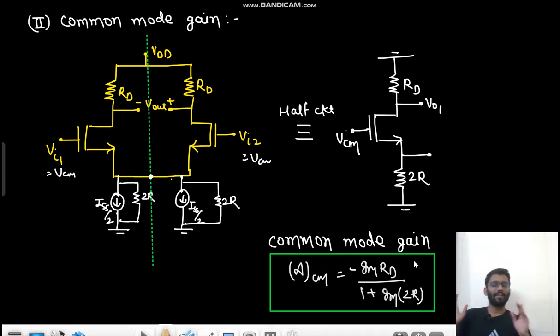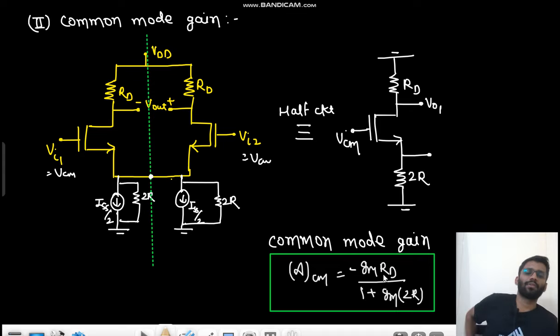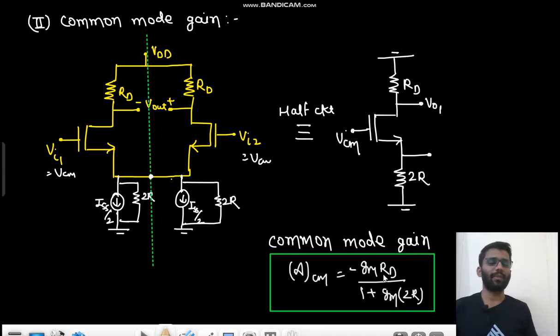Whatever the sine you are getting, that sine would be there only. So how do I write the gain? That is common source amplifier with degeneration, degeneration of 2R resistance. That is GM RD upon 1 plus GM into 2R. So that's how I wrote the gain. So this is the common mode gain. I just wrote the gain for half circuit. That is the final gain.